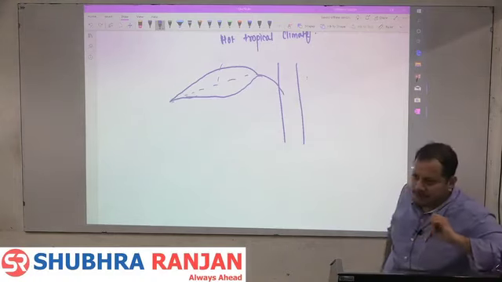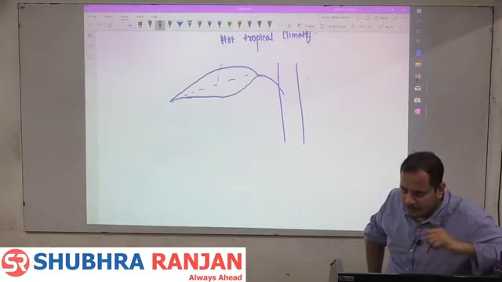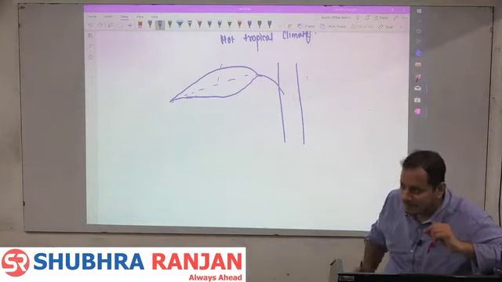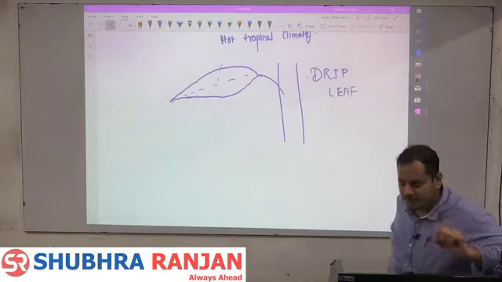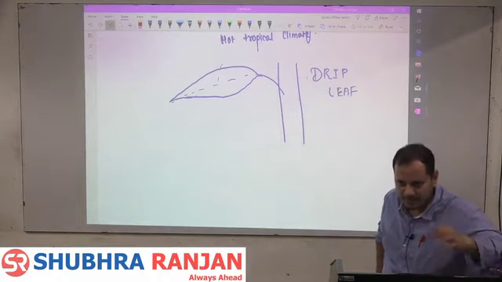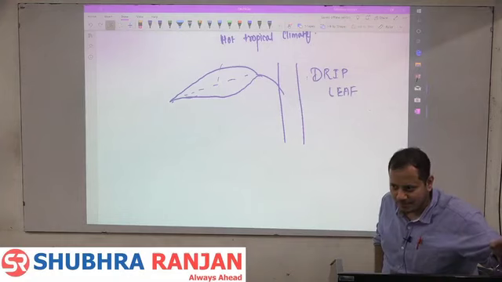Second example. Can I say this is a typical example of the leaf of any tree in India? Why is the shape of the leaf like this? It is known as a drip-tip leaf. Such leaf shapes indicate a rainy climate. There will be heavy rainfall so that water can drip away. Fine.